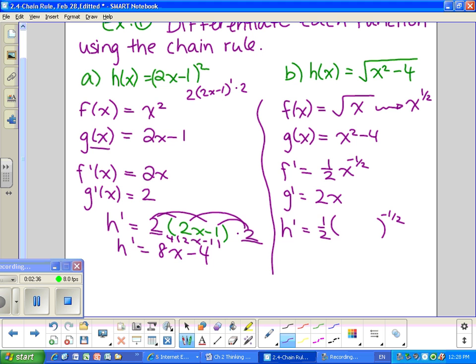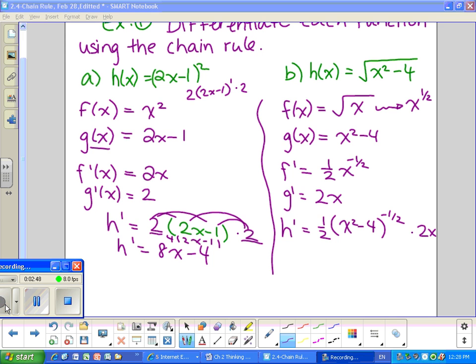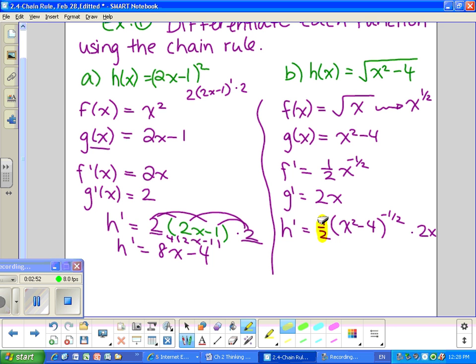What's g of x? Good, x squared minus 4. And then you have to multiply it by your g prime. What's g prime? Times 2x. So when I simplify, I always like to bring these together right here. And so if you do half times 2x, what do you get? You just get x.